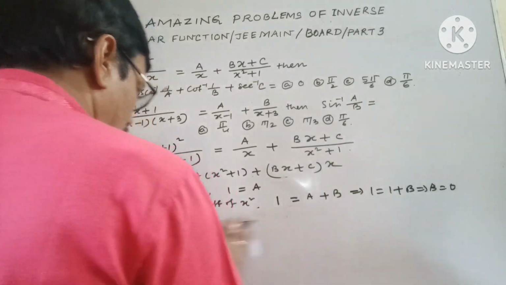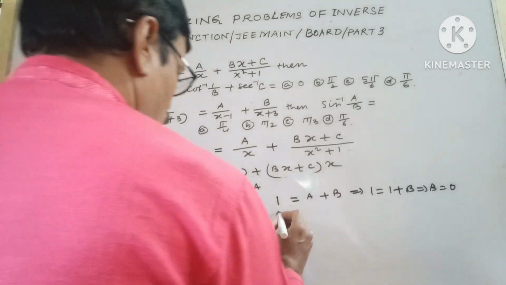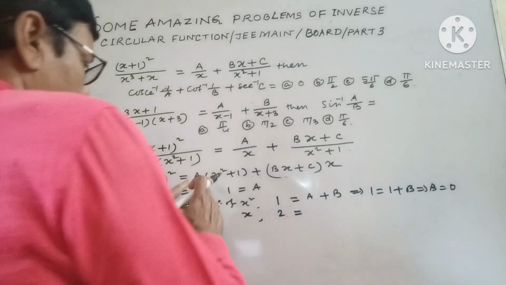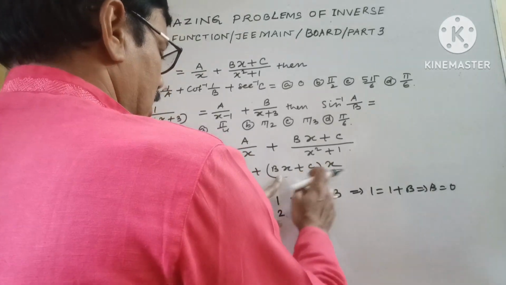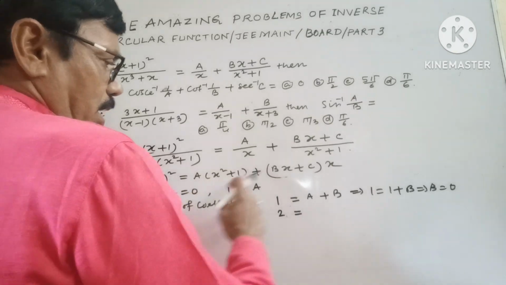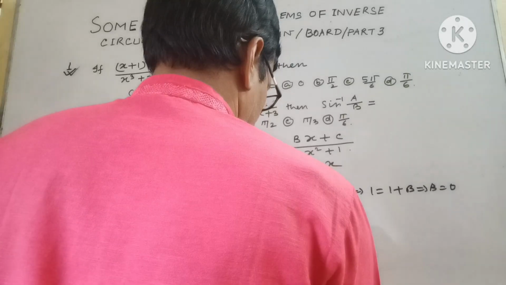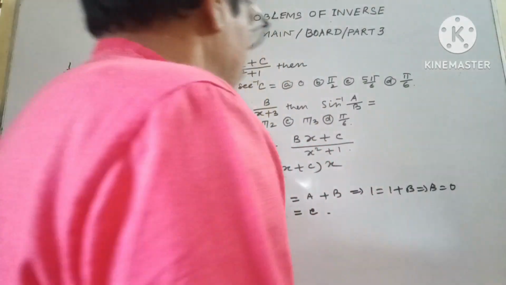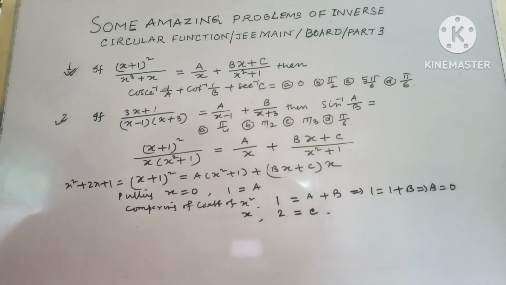So you compare the coefficient of x. Comparing the coefficient of x, 2 equals the coefficient of x in A(x² + 1) + (Bx + C)x. So there is no x in the first term. So C into x. Bx² has no x, so Cx only. So what is C? C = 2. So this is our main aim, to get A, B, C. Now we are getting A, B, C.